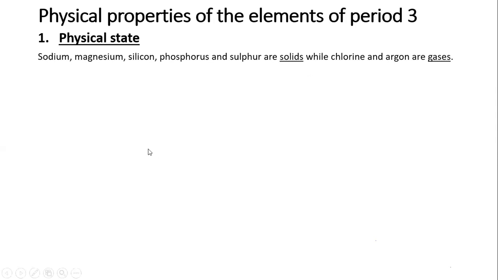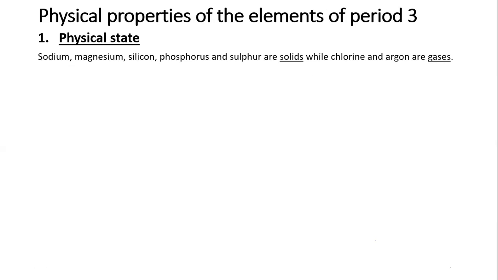Now, this is the summary of the physical state. In period 3, sodium, magnesium, aluminum, silicon, phosphorus, and sulfur are solids. And then chlorine and argon are gases.